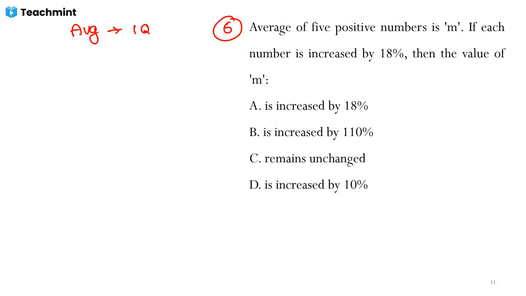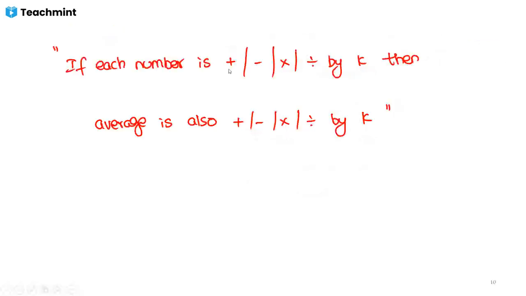Guys, what should be your answer now? They ask this type of question: if each number is added by 3, then the average is also added by 3. If each number is increased by 18%, the average also increases by 18%. If we subtract 1 from each number, the average is also reduced by 1. One question from averages is guaranteed.